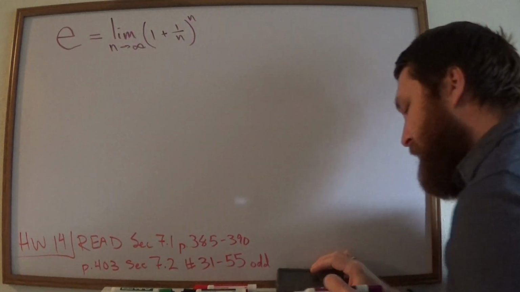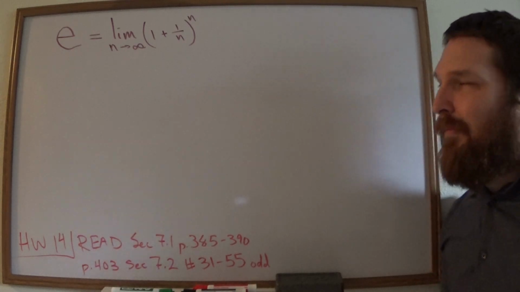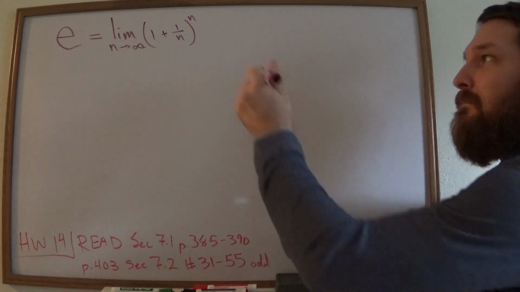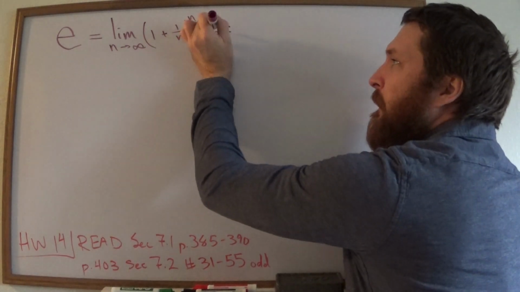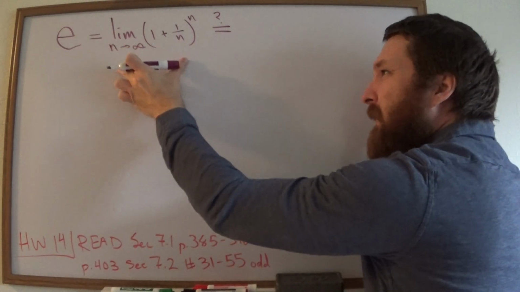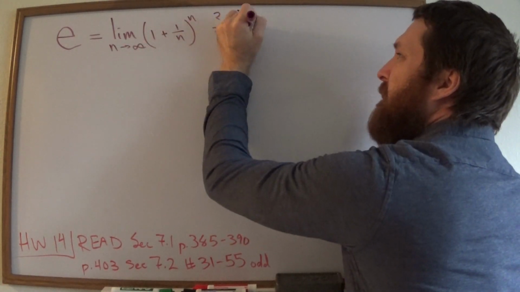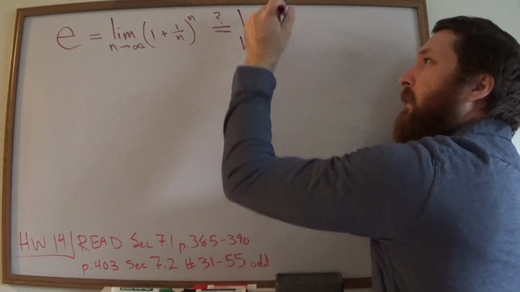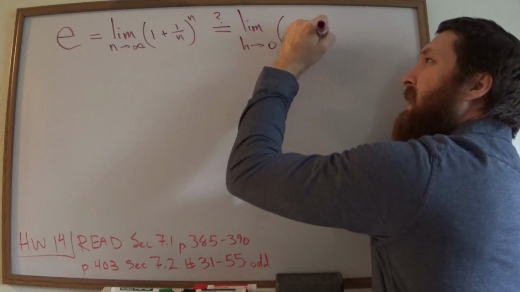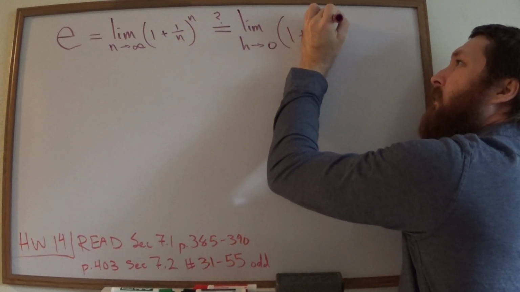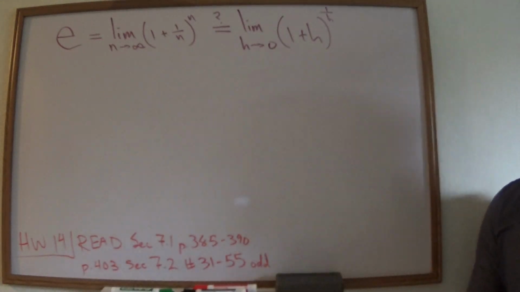But anyway, okay. Here's my claim, and I think this was in a homework problem. In fact, I'm 100% sure I assigned this one. My claim, we're just going to check this out here. Is it true? My claim is that this limit is exactly the same thing as this limit: the limit as h goes to 0 of 1 plus h raised to the 1 over h. Does that make sense?